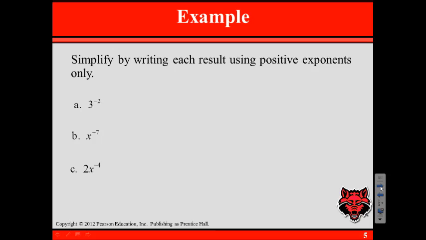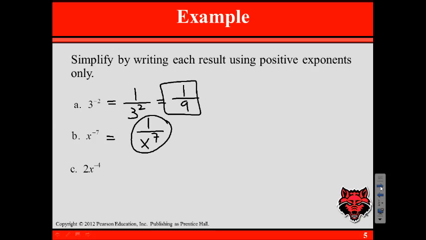We want to simplify by writing each result using positive exponents only. So using the negative exponent property from the last page, 3 to the negative 2 can be rewritten as 1 over 3 to the positive 2. Now at this point, any numbers raised to a power we want to simplify. So this would be 1 over 3 squared is 9, or 1 over 9. Next example, we have x to the negative 7, which can be rewritten as 1 over x to the positive 7. At this point, we have no numbers that need to be simplified, so we would be finished.